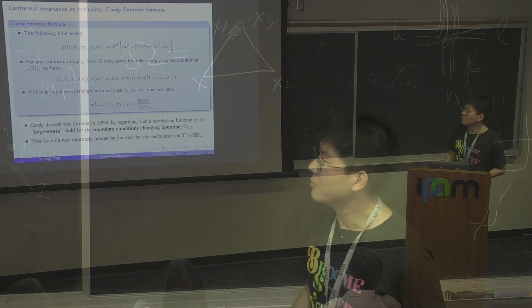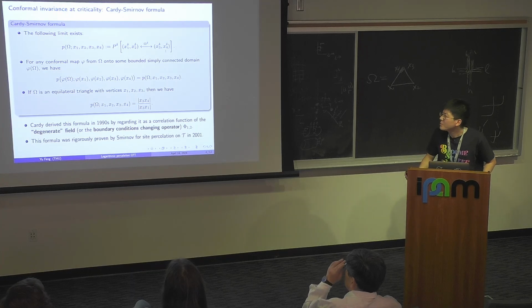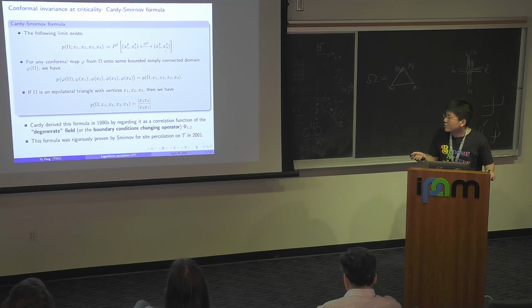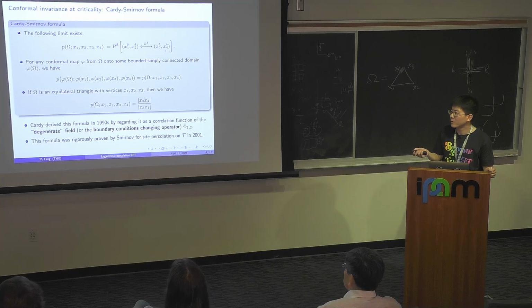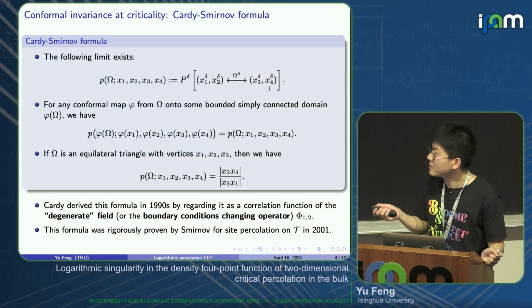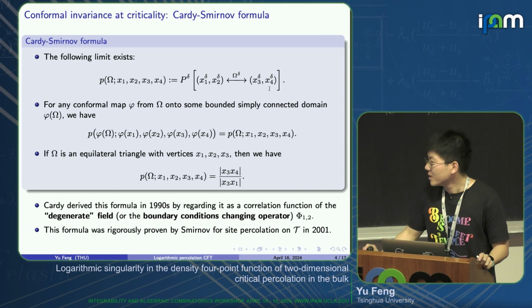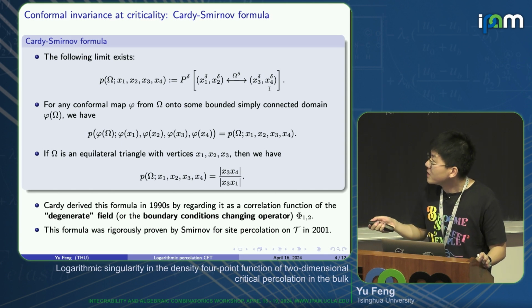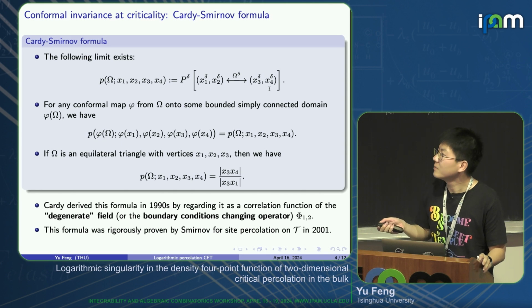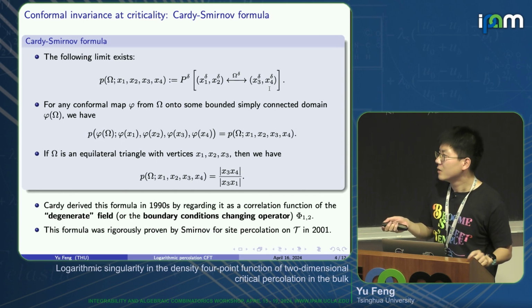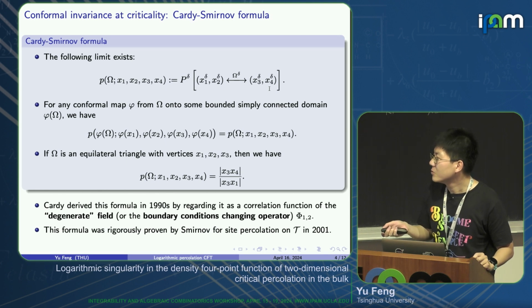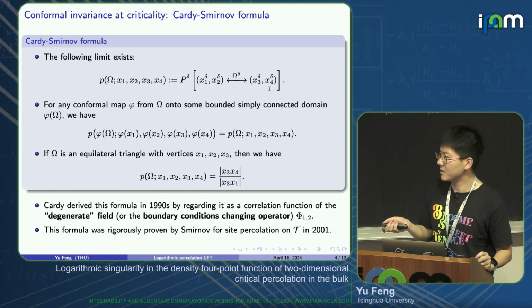And this formula was first derived by Cardy in the 1990s by regarding the function P as a correlation function of the degenerate field, or the boundary condition changing operator phi_{1,2}, at the 4 marked points. Then, according to some arguments in CFT, this function P should satisfy some second-order PDEs. And Cardy figured out this formula by solving those PDEs. And this formula was rigorously proven by Smirnov for site percolation on the triangular lattice in 2001. And this is a breakthrough in the mathematical study of two-dimensional statistical mechanics.